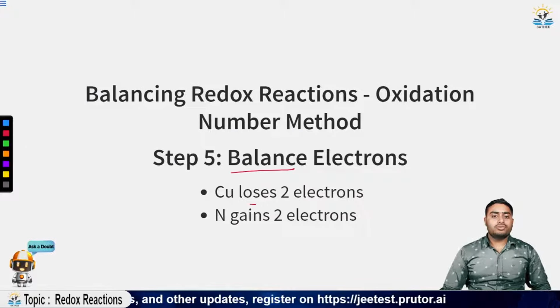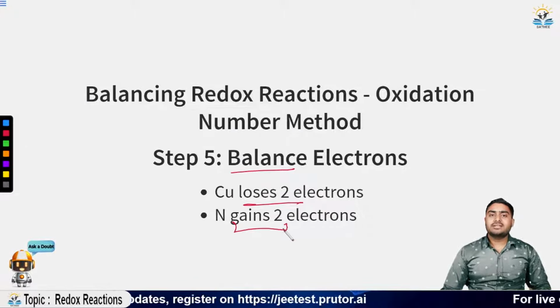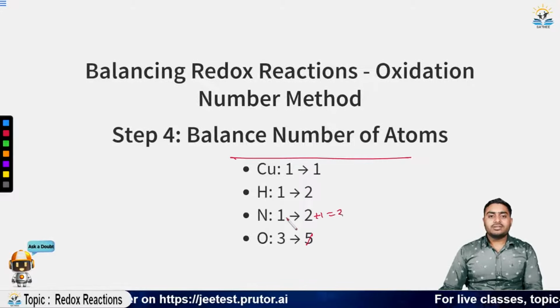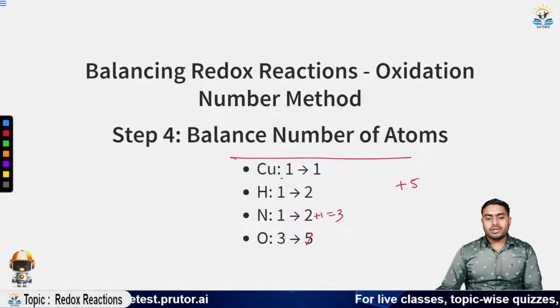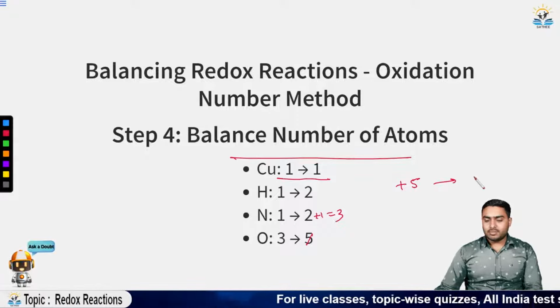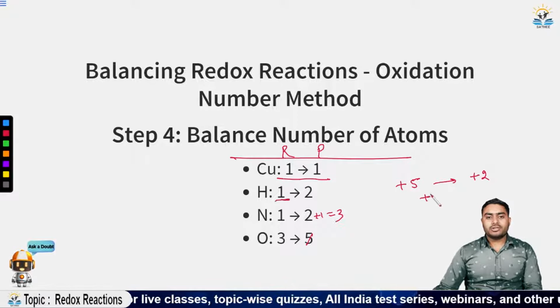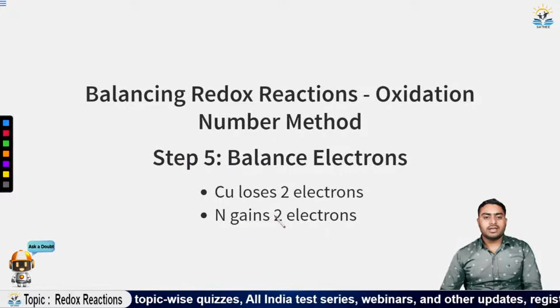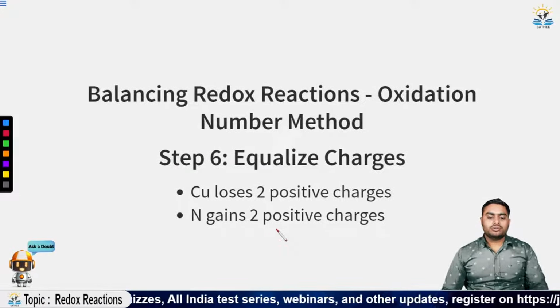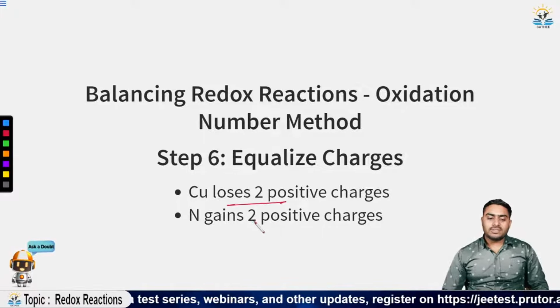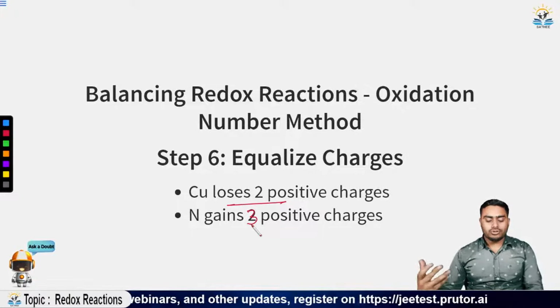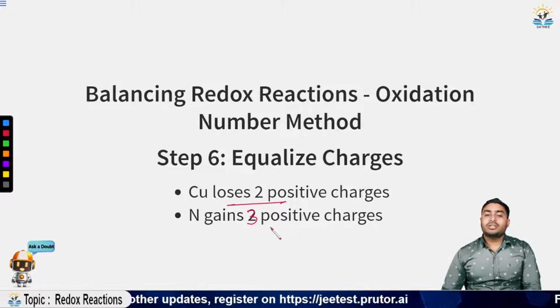Balance electrons. Copper loses 2 electrons and nitrogen gains how many? Nitrogen is going from +5 to what? +2. Okay, +5 to +2. So nitrogen is gaining 3 electrons. Okay, let's go to the next part. Copper loses 2 positive charge and nitrogen gains 3 positive charges.